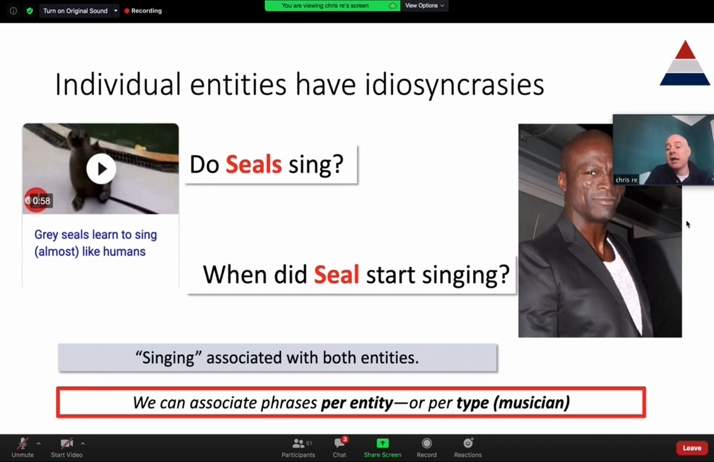I guess that could have an answer, far less common, about where they are in the prehistorical record when they started singing. So the point is you can associate this phrase that you want to remember, which great things like ELMo and then successors like BERT give us, but we want to associate it at potentially different levels here. Maybe with a type, like a musician, or maybe idiosyncratically with an entity.